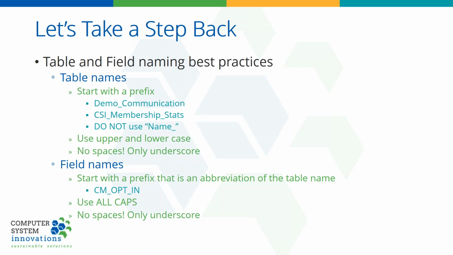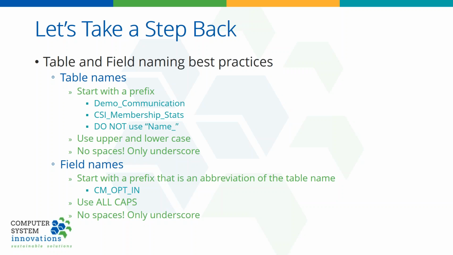Table names, fields should also have a prefix according to the table name. So if you have an opt-in field, for example, in demo communication, and I also have an opt-in field in demo personal, when you pull that opt-in field into a report, you're going to have a hard time telling which one is that from? Which field is from what table?